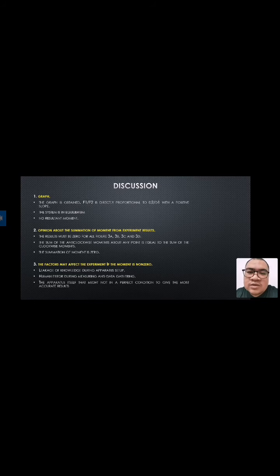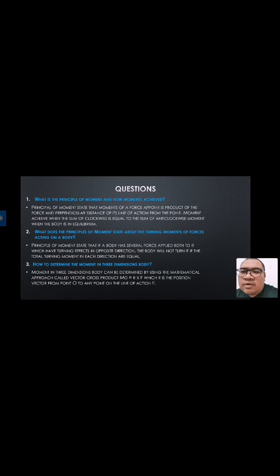Next is questions. What is the principle of moments and how are moments achieved? The principle of moments states that the moment of a force about a point is the product of the force and the perpendicular distance of its line of action from the point. Moment is achieved when the sum of clockwise moments is equal to the anti-clockwise moments when the body is in equilibrium.